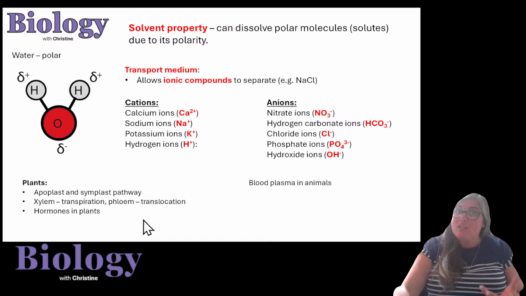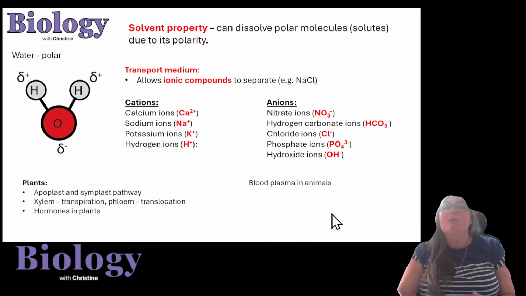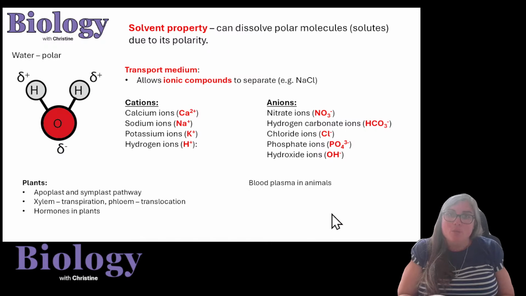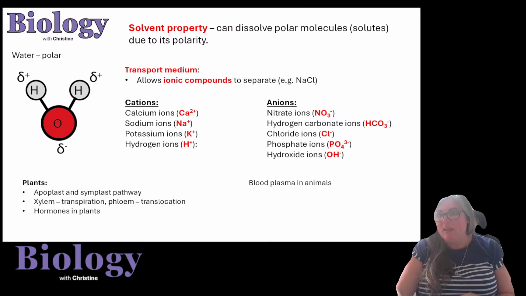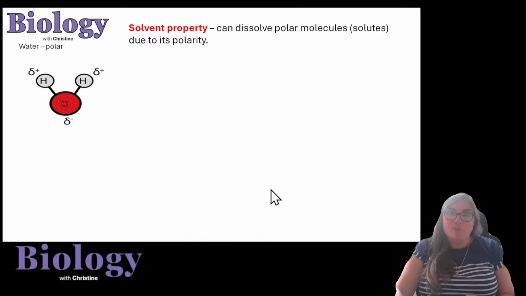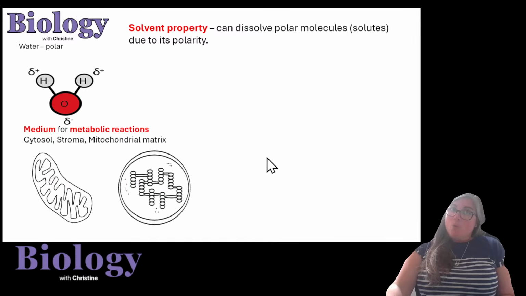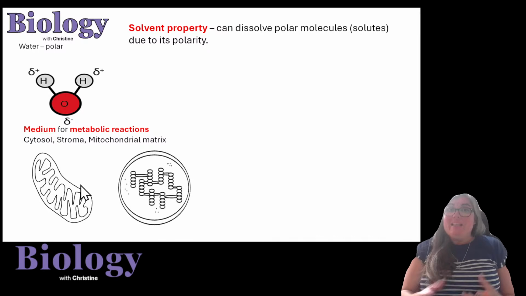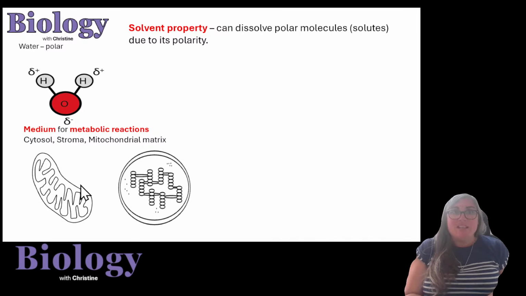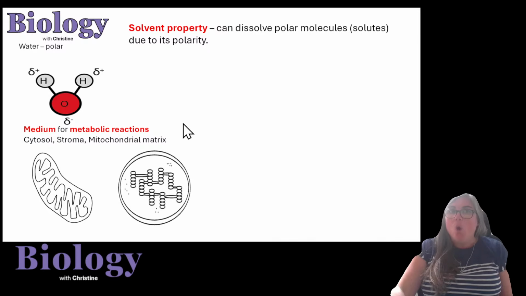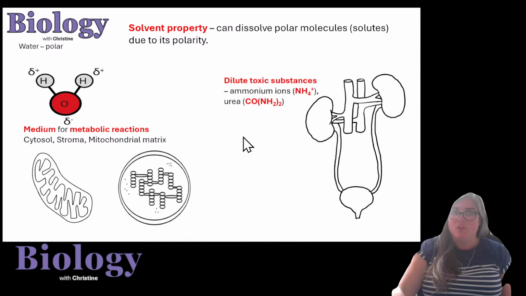In plants, it's also allowing those hormones to move. And obviously in animals, it's allowing the hormones to move because they're going in the blood plasma in the animals. With the solvent property, there's also the fact that it's a medium for metabolic reactions. The cytoplasm, the stroma, the mitochondrial matrix, these are all liquid-filled solutions which are going to allow for these metabolic reactions.